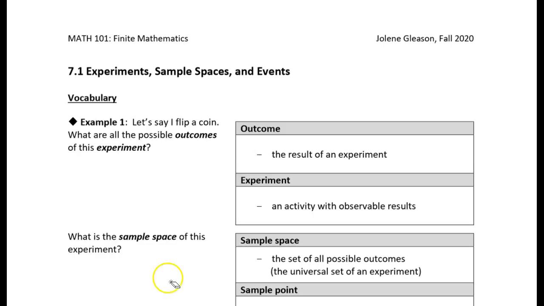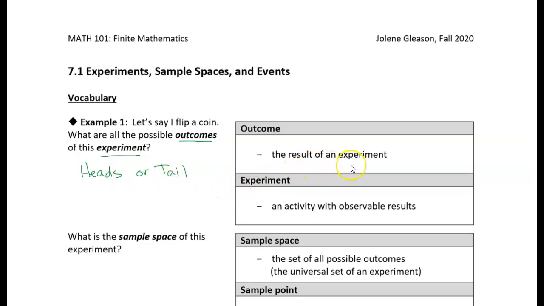All right, so there's first of all some vocabulary that we need to learn. So let's go ahead and look at example 1. This is just about as simple an example as you can get. Let's say I flip a coin. What are all the possible outcomes of this experiment? Well, I've already introduced some terminology here, outcomes and experiment, but you don't even have to know what those mean precisely to answer this question, right? You know, we're going to flip a coin and it's either going to come up heads or it's going to come up tails.